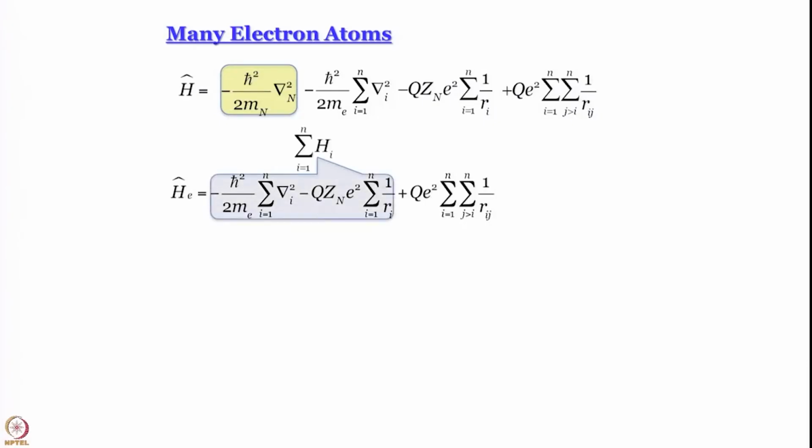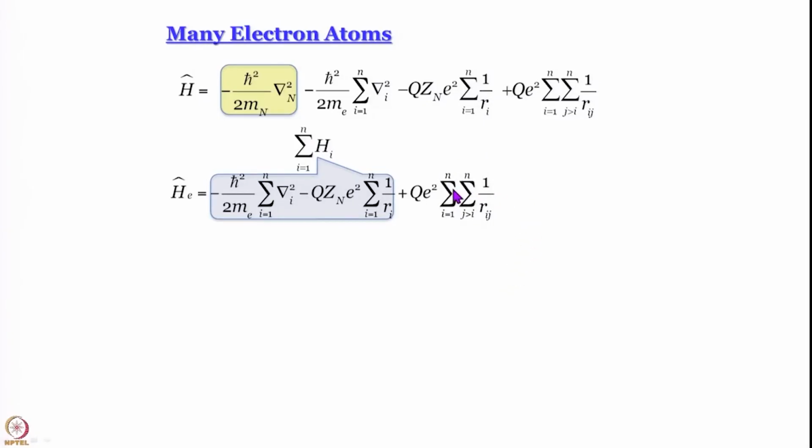I hope you see, like we had discussed in the simple helium case, what we have in the first two summations is a summation of n number of 1 electron Hamiltonians, and the terms that are left over, the summations that are left over, q square, again double summation 1 by Rij, these are the electron repulsion terms.